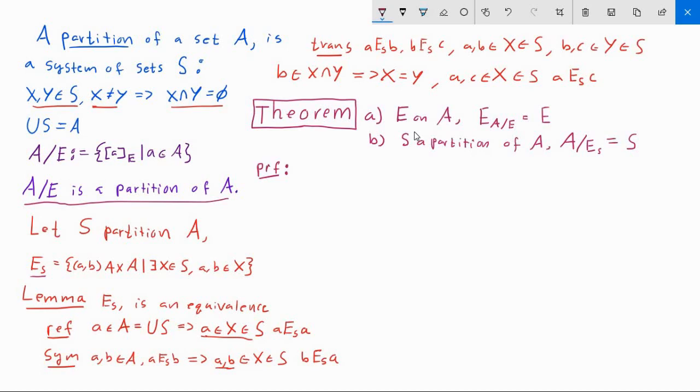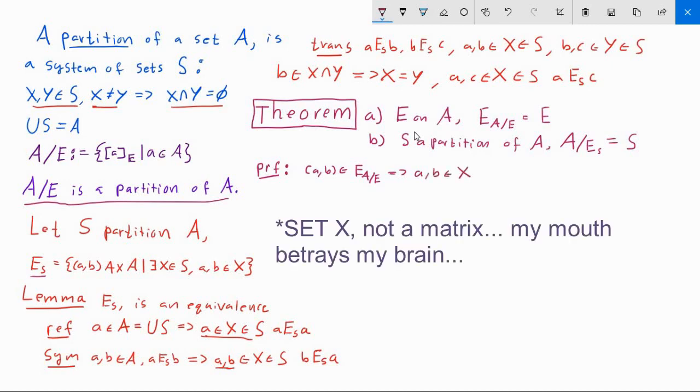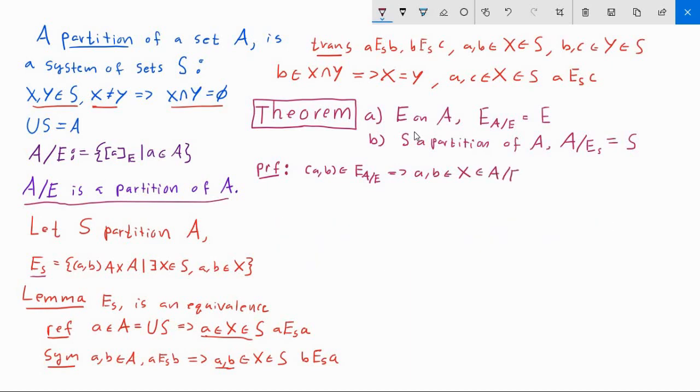To prove statement A, let us first suppose that we had some ordered pair (a, b) which belonged to the equivalence relation E sub A mod E. Well, what this means precisely is that a is E sub A mod E related to b. That is to say that a and b both belong to some set S, and that set belongs to the partition A mod E.